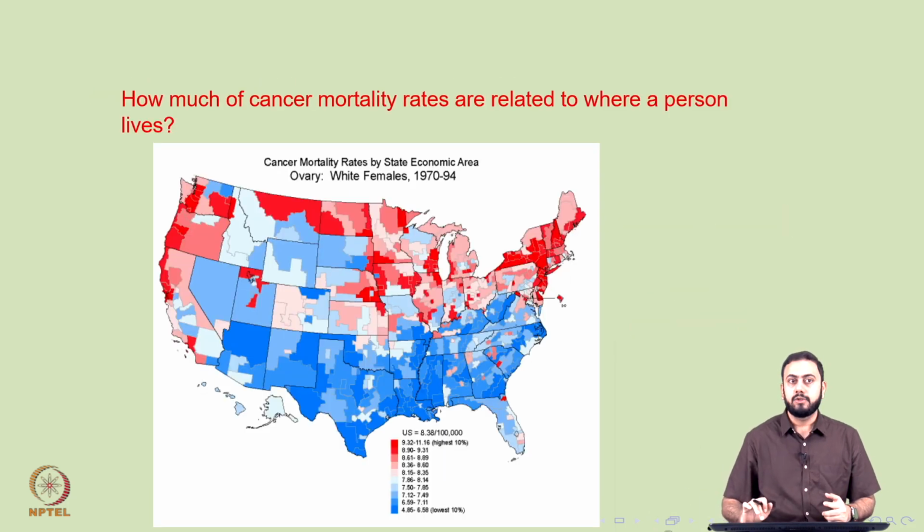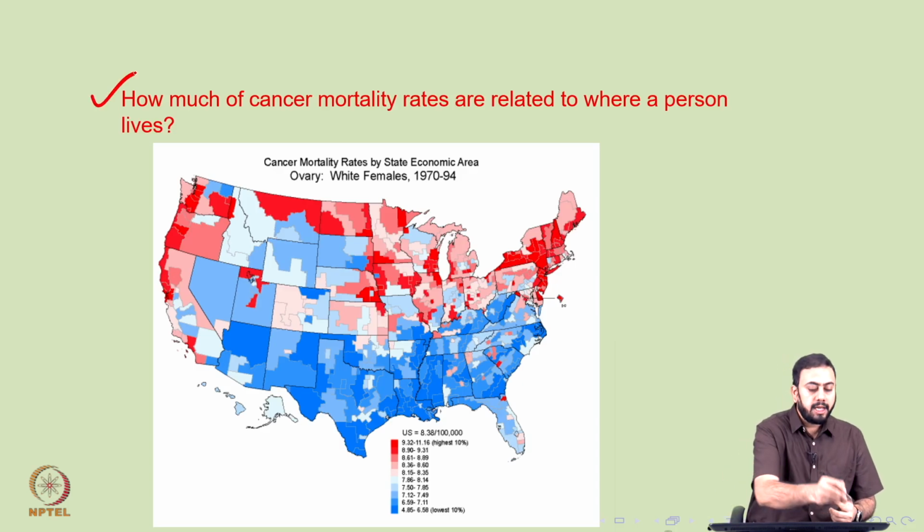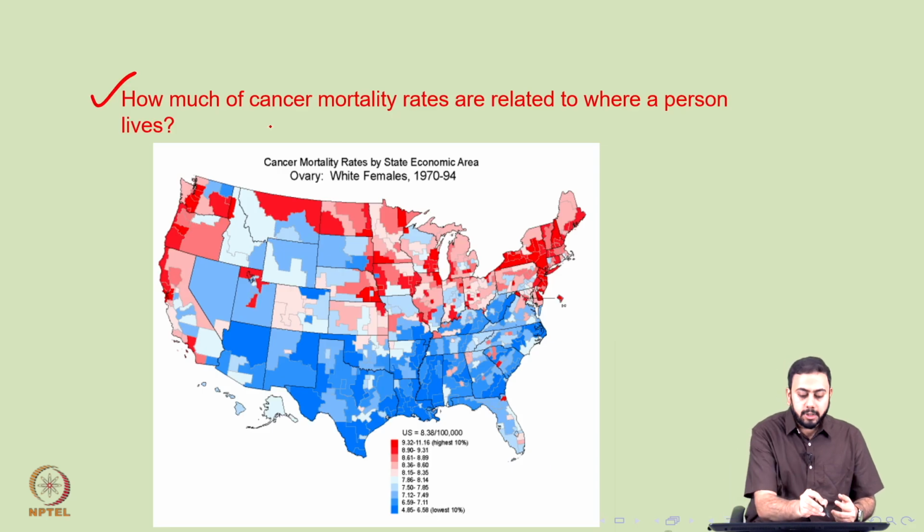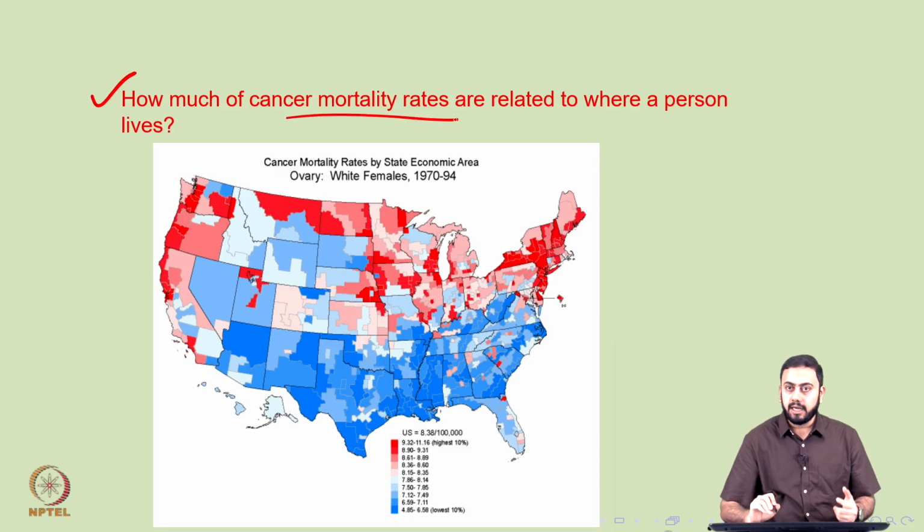Slightly different example. So you see a map of the US in front of you, and you see a number of different colors. So some states are in red, some states are in blue, etc., etc. But what do all these colors measure? Okay. So the problem in hand is to understand how much cancer mortality rates are related to where a person lives within the US. Okay.